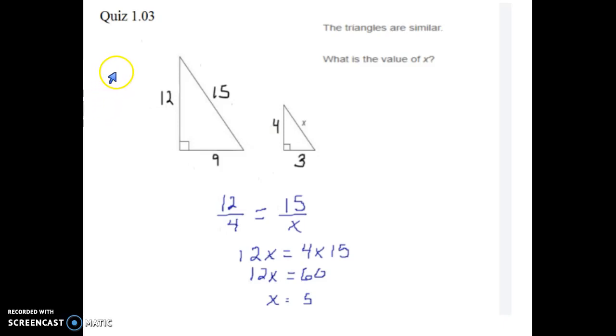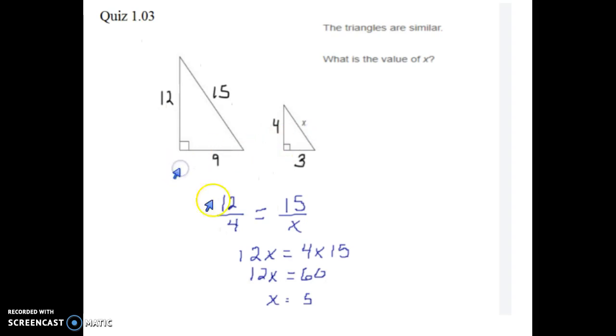All right, quiz 1.03 is all about similar triangles. So when we have similar triangles, remember our angles are congruent and our sides are proportional. So they have given us these values, and so we are looking for x.